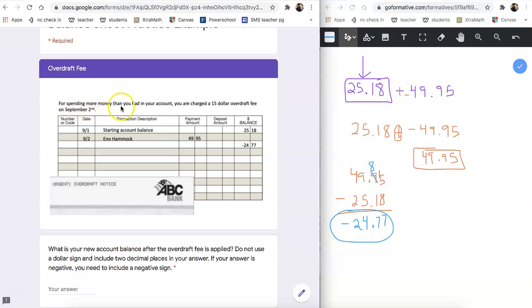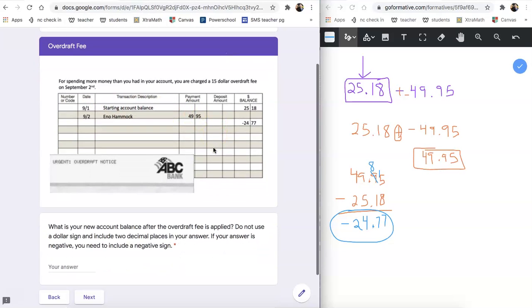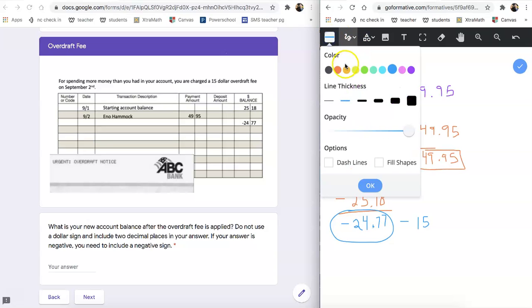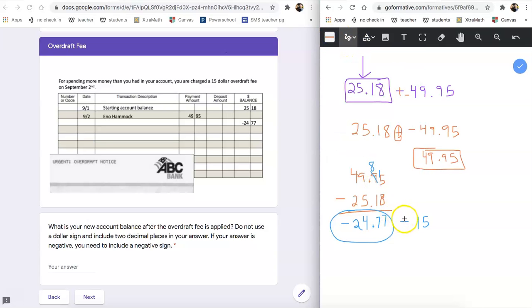For spending more money than you had in your account, you are charged a $15 overdraft fee on September 2nd. So this is often what happens at your bank when you overdraft and you spend more than you have. They're going to charge you a $15 fee. So I'm starting from the negative $24.77, and then what I'm going to do is subtract $15 more. So then I'm going to change this to addition. So I add the opposite.